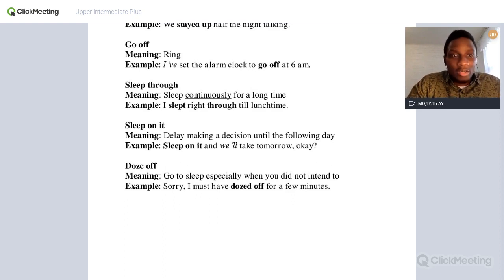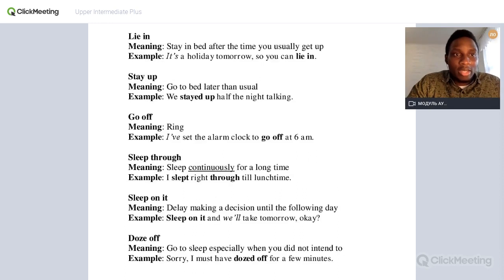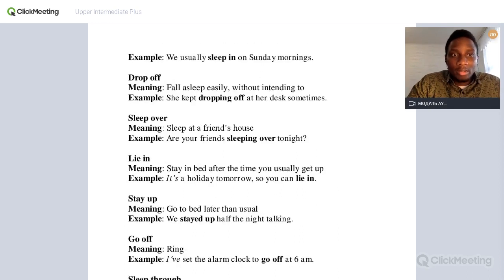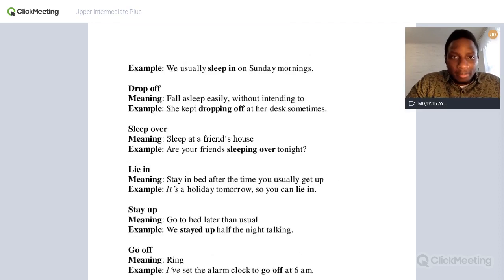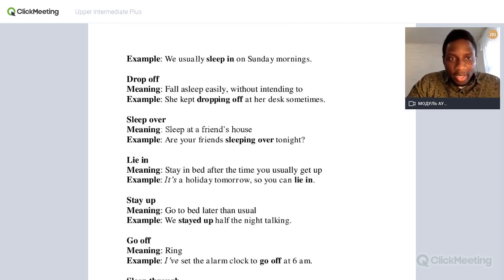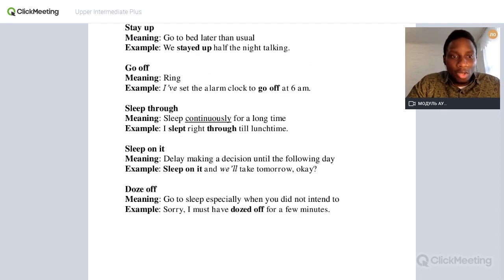And this is doze off means the same thing as drop off. There's some sort of similarities. And drop off, it means here, as you can see, fall asleep easily without intending to. And then you have doze off, go to sleep when you did not intend to. So there's similarities between two of them. So sorry, I must have dozed off for a few minutes. And then we look at the next one.